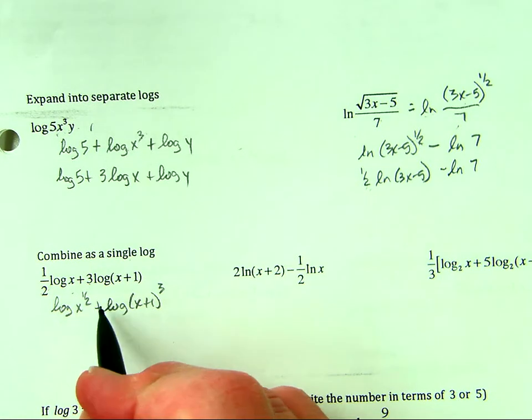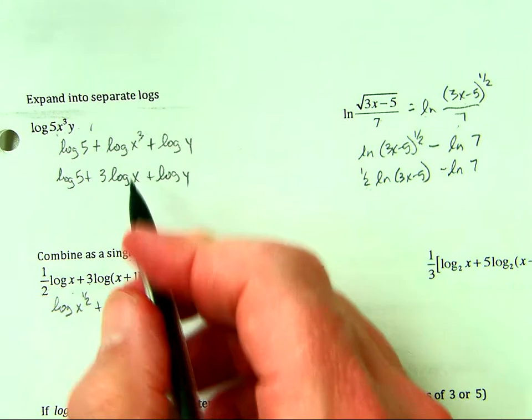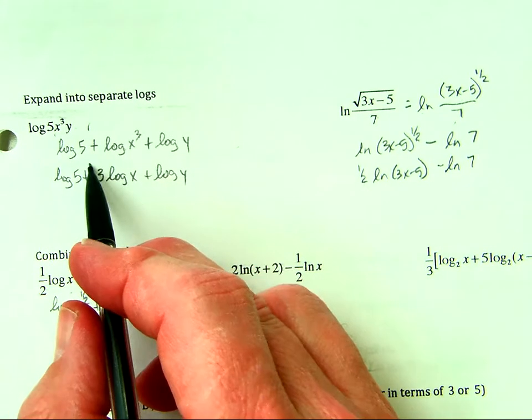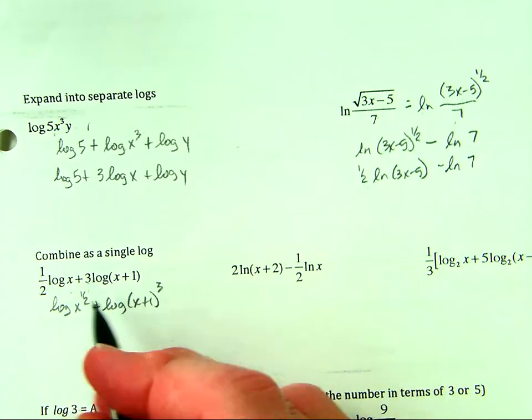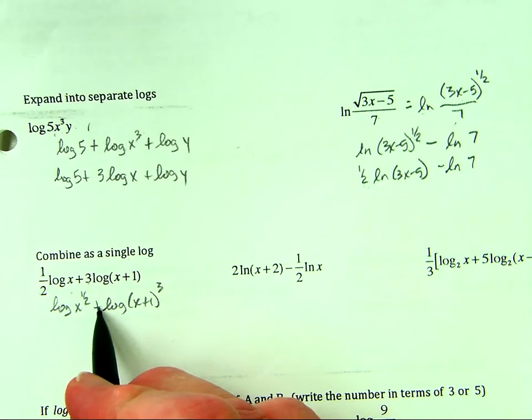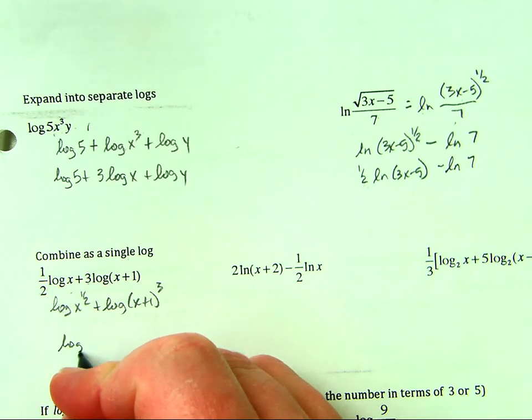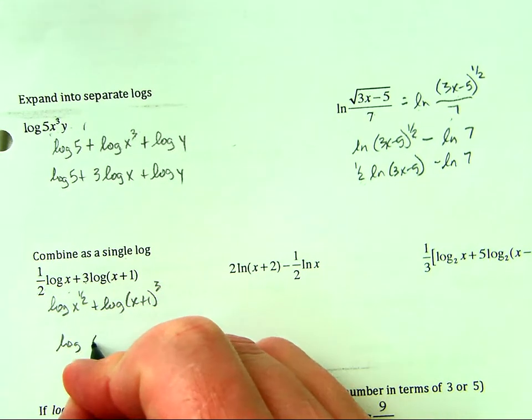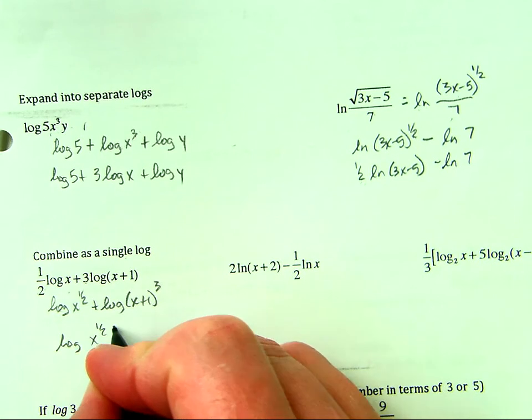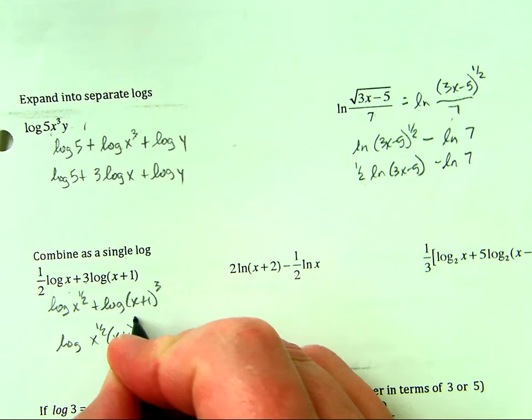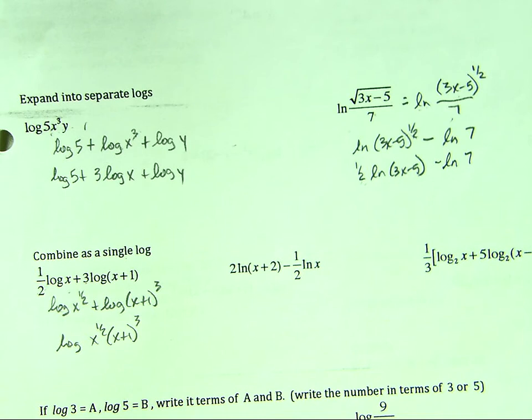Well, now we have the sum of 2 logs. Remember up here, when we multiplied, when we broke that down, we ended up with a sum. So here we're going backwards. So let's have the sum of 2 logs. If we want to combine that as a single log, we're going to multiply. So it's going to be x to the 1/2 times x plus 1 cubed. So we wrote it as a single log.